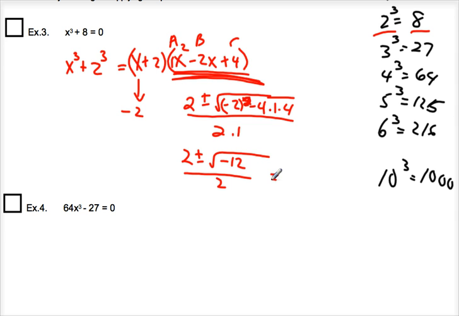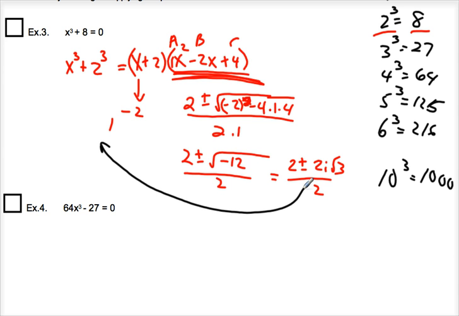Simplify, square root of negative 12, you'd have 2 plus or minus 2i root 3, all over 2. 12 is square root of 4 times square root of 3, so that's 2 root 3. And then there's i, which is negative. And now you can take and divide out 2 out of all of them. So we're going to take this right here, divide 2 out of all the terms, and it'd be 1 plus or minus i root 3.